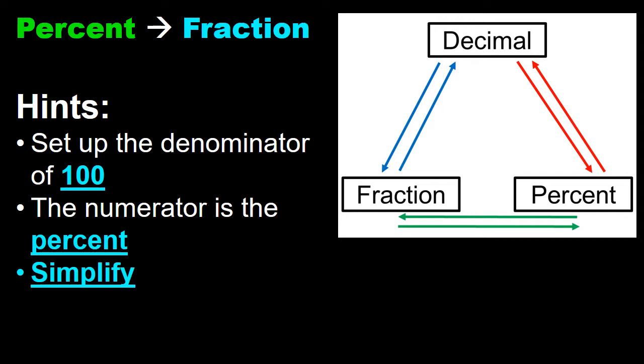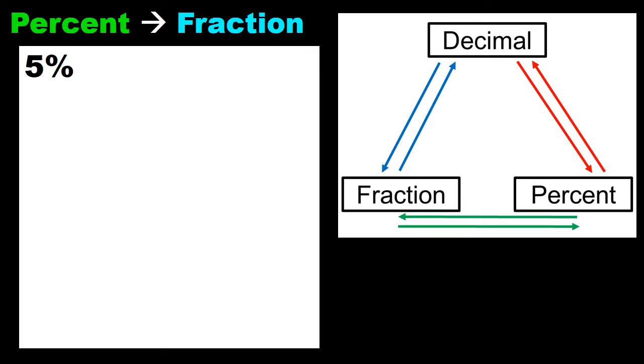So in taking our percent, we know that percent means out of 100. So our first step in writing the fraction is that our denominator is always going to be 100. And then the numerator is going to be whatever the percent is. And then we're going to make sure at the end that we simplify. So here's what it looks like.